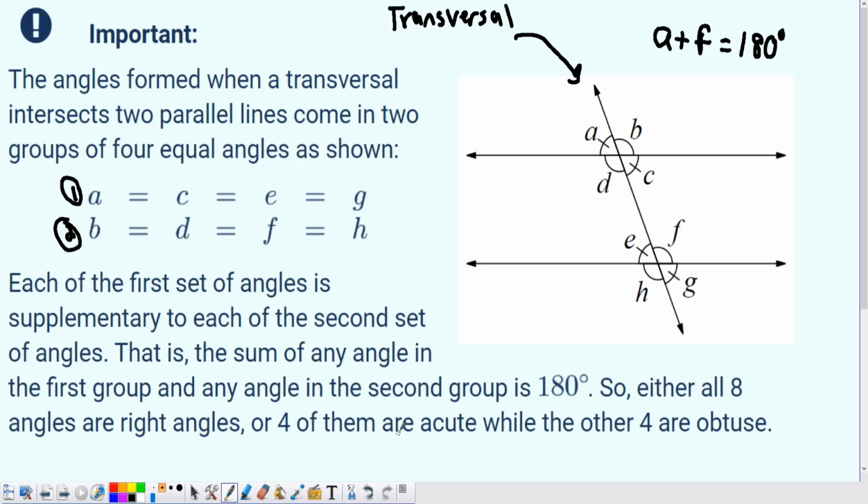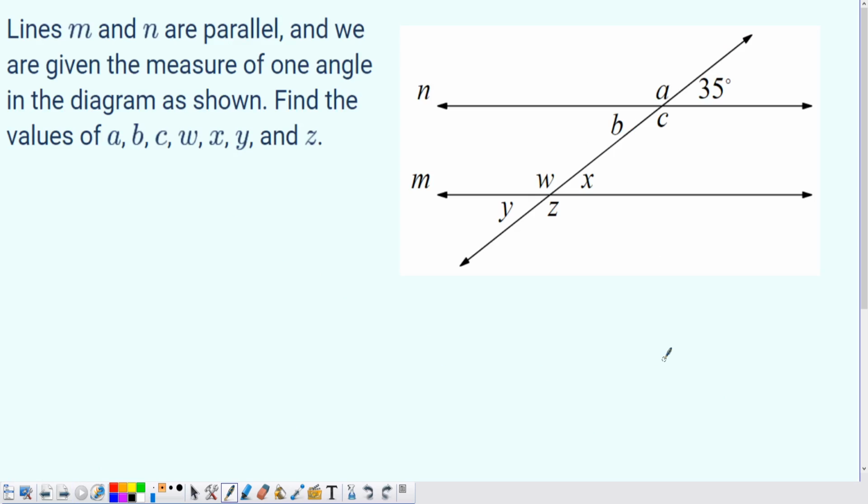Now, you could have a situation where all the angles are equal, but that would just be if it was a 90-degree line, a perpendicular line going through them. Then every angle A, B, C, D, all the way to H would be equivalent to 90. Anyway, all that being said, let's see an example. So, lines M and N are parallel, and we are given the measure of one angle in the diagram as shown. Find the values of A, B, C, W, X, Y, and Z.